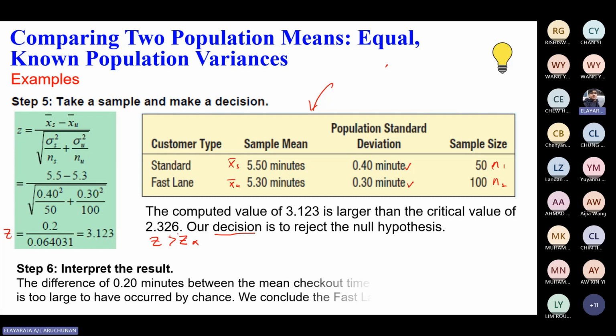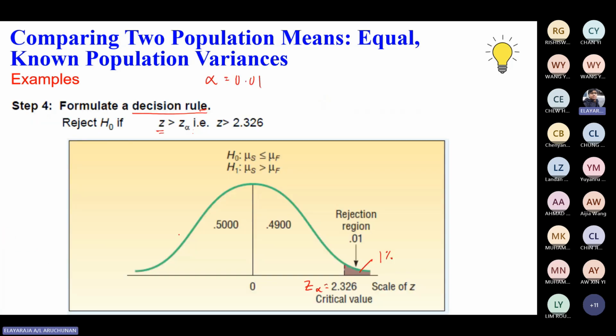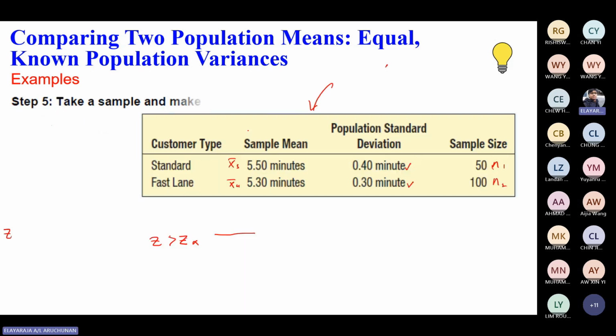Which means you can see in the graph that we have to reject the null hypothesis if the z value is greater than 2.326.